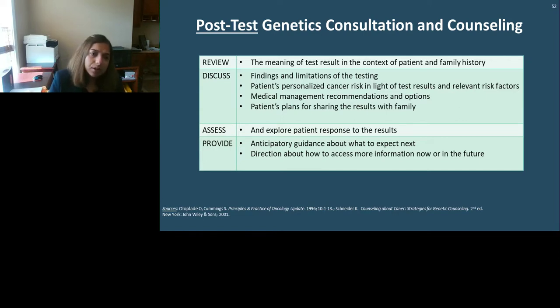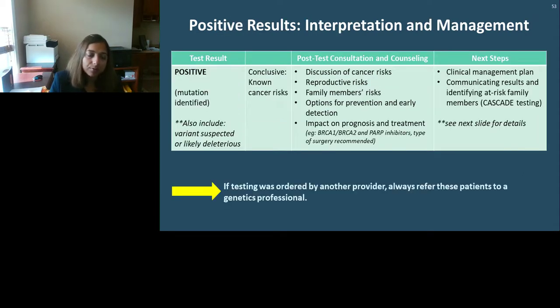Once the test result comes back, the patient is invited back to have a review of the test results, to discuss the implications, to assess their ability to absorb the information, to process it, to make management plans, and to provide guidance for the patient, and establish recontact, establish referrals, and so forth.